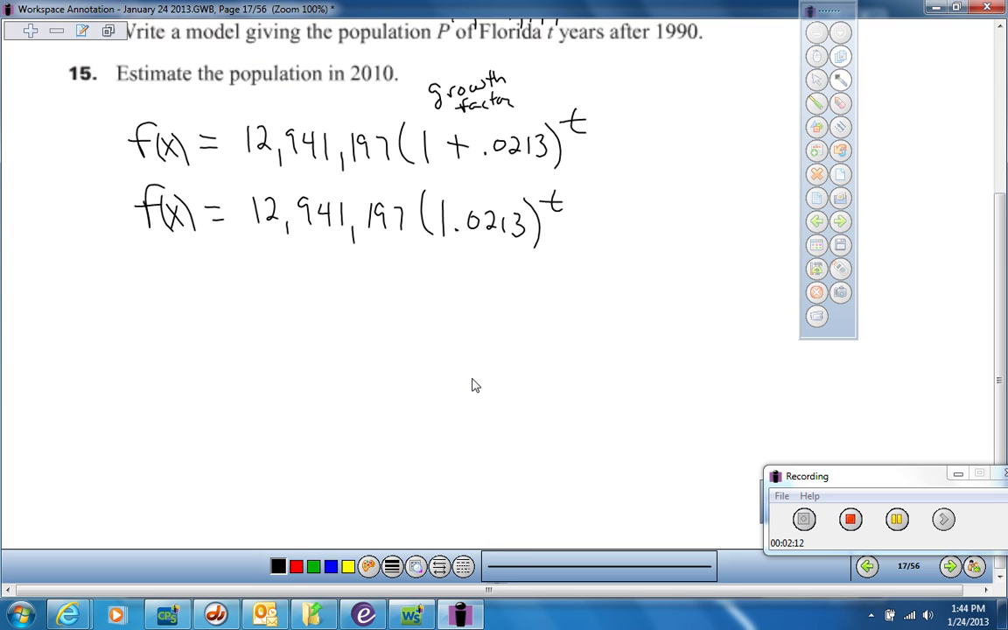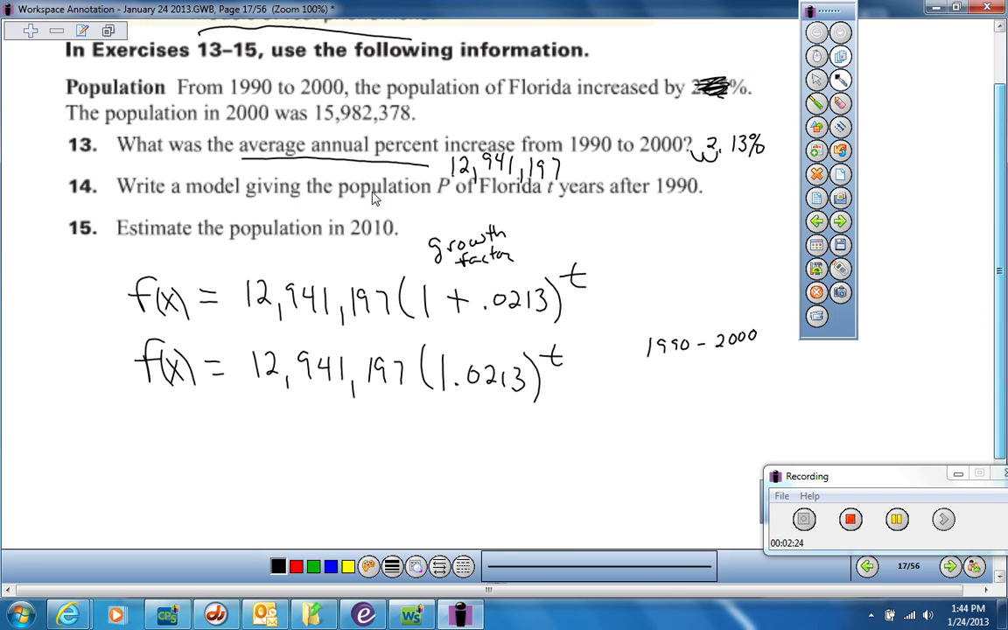And we can figure out how much we have. Now, for this, from 1990 to 2000, which was given, you could put in 10 for this, and you should be able to come up with the number that was originally given in the problem of 15,982,378.